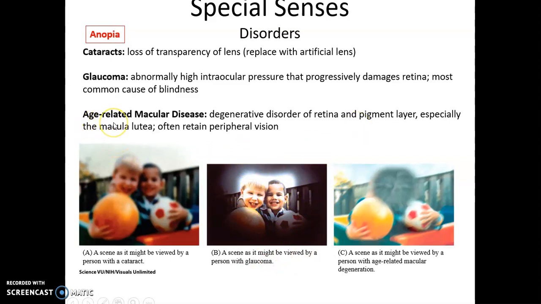And then there's also age-related macular disease. This is a degenerative disorder where the retina and pigment layer start to degrade, usually starting in the macula lutea. And so that means the center of the person's field of vision is first disrupted, and then slowly over time it will spread out to eliminate their peripheral field of vision.